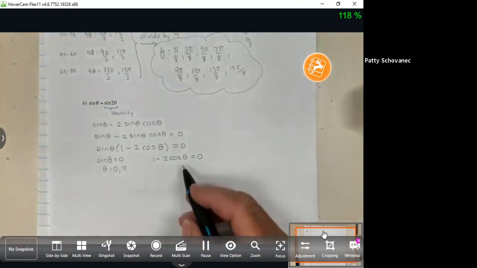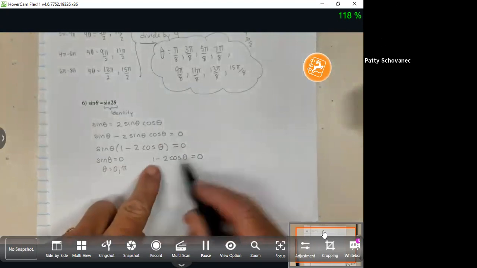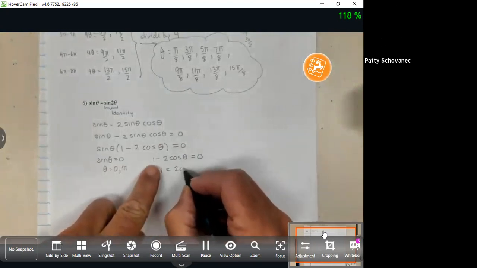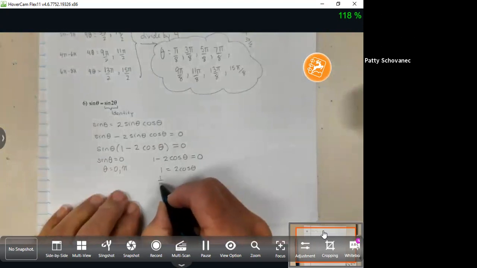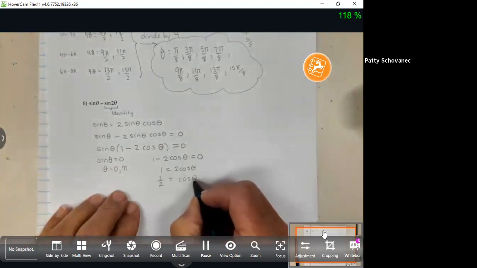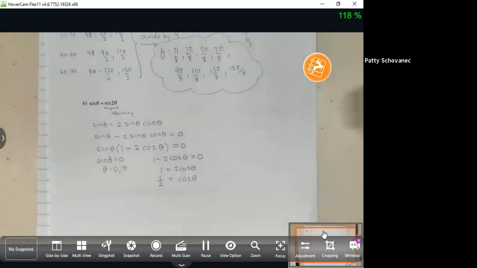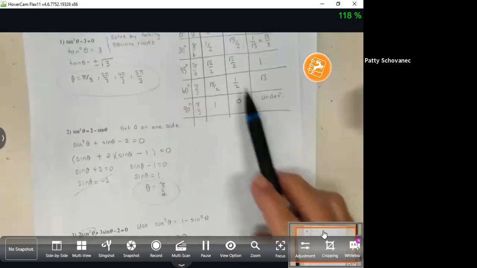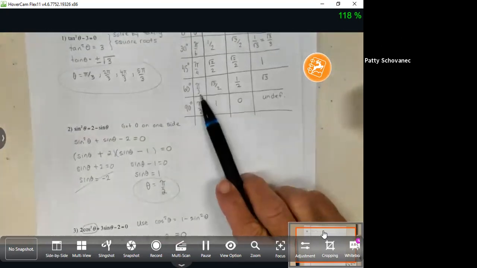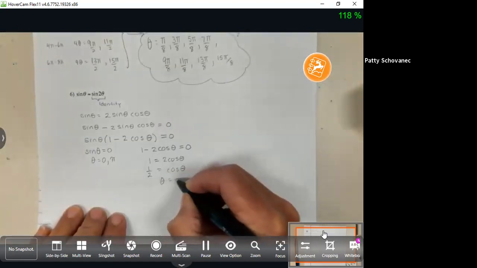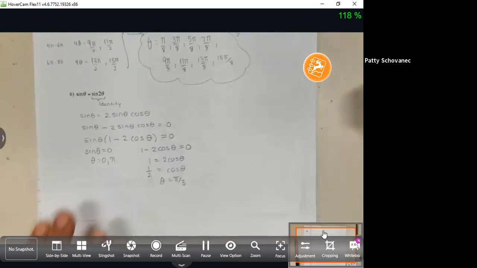Okay, for the next one, I'm going to solve for the trig function. So I'm going to move the -2 cosine theta to the other side. Then I'm going to divide by 2. And I know where the cosine of theta is a half. To make it easier on you, I'm going to show you. Cosine of theta is a half at pi thirds. But you know, cosine's also positive in quadrant 4. So using pi thirds as your reference angle, which pi thirds is in quadrant 4?